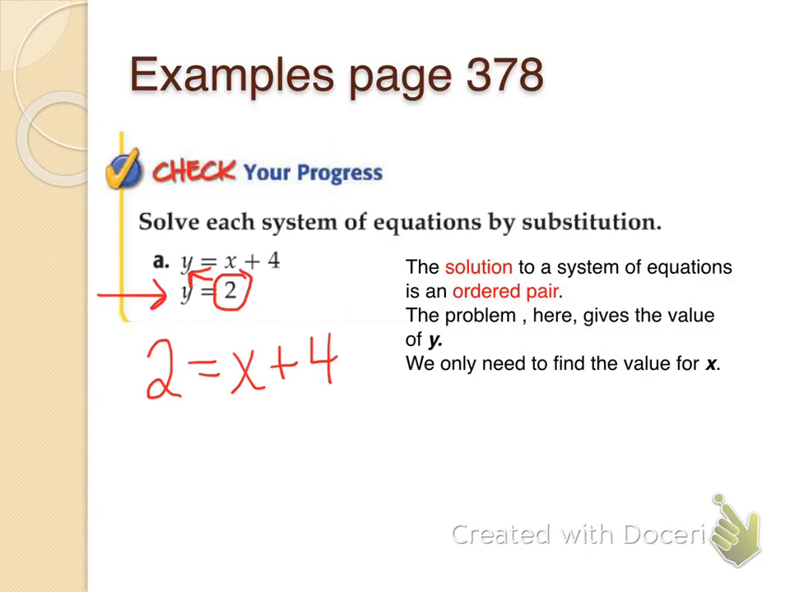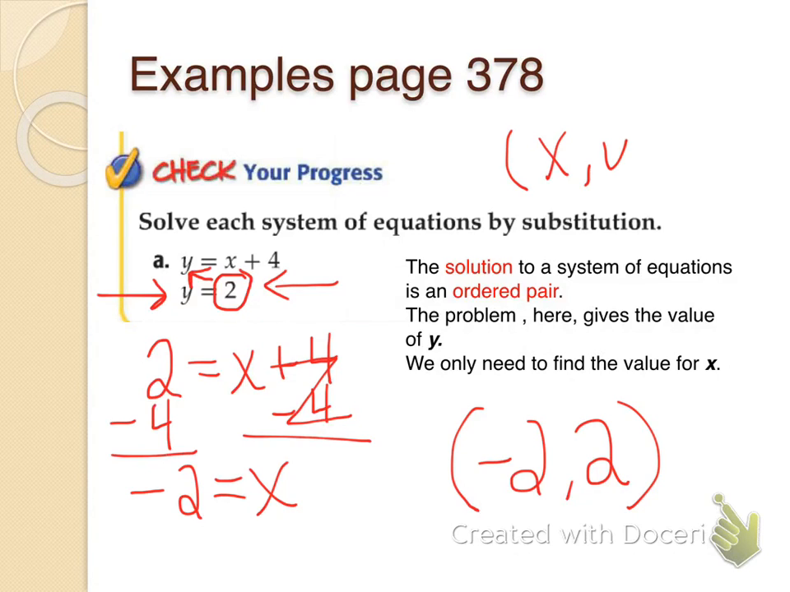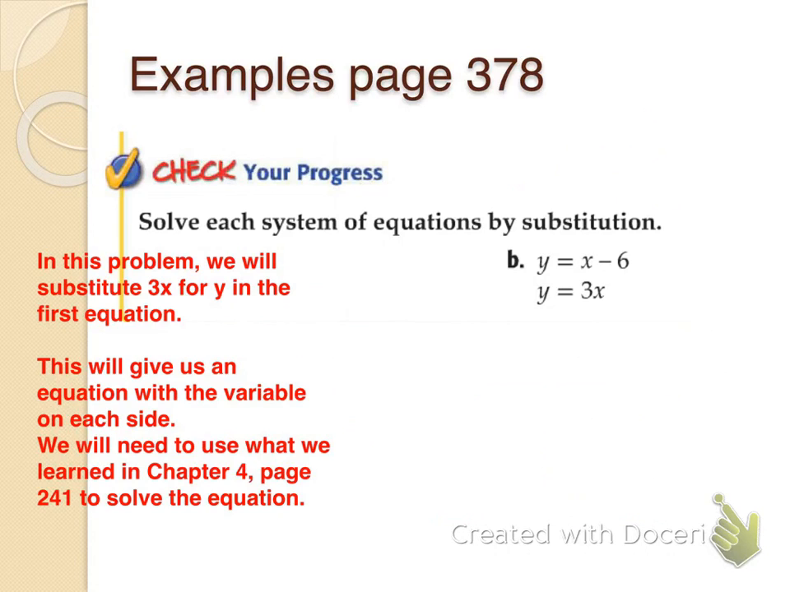Okay, now we're trying to get x by itself, so to do that I need to subtract 4 on both sides. When I subtract 4, 2 minus 4 is negative 2, and on the right hand side I just have x. So now I know that x equals negative 2, and then from right here I know that y equals 2. So my solution as an ordered pair is negative 2, 2. Remember, the ordered pair is always x, comma, y. So when you tell me the solution to a system of equations, I'm looking for this ordered pair right here. Alright, let's look at another example.